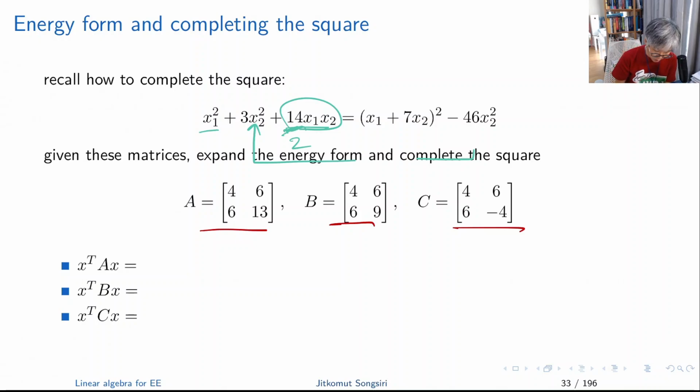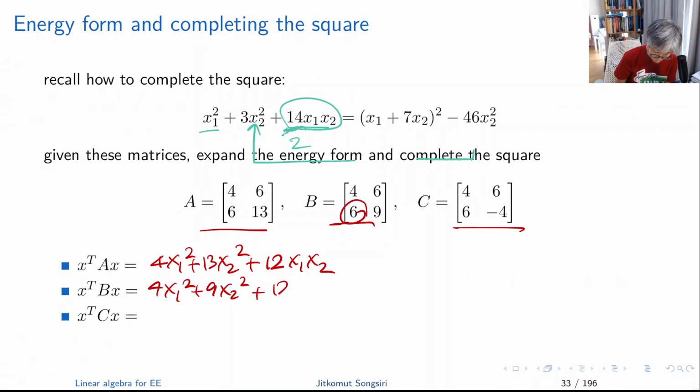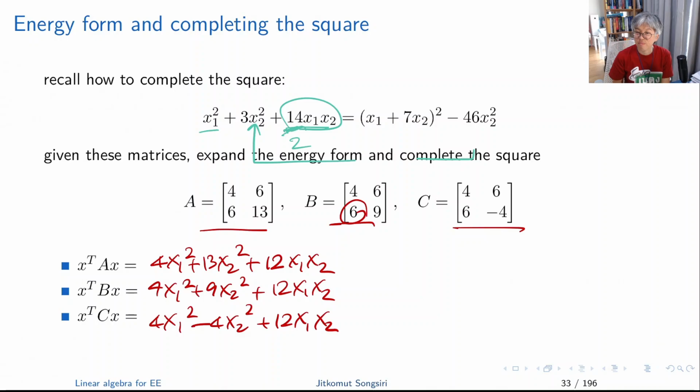The first one, x transpose Ax, would be 4x1 squared plus 13x2 squared plus 2 times 6, which is 12x1x2. For B, it's going to be 4x1 squared plus 9x2 squared plus 2 times 6, which is 12x1x2. For C, it's going to be 4x1 squared minus 4x2 squared plus 12x1x2. I hope that you get exercise on how to complete the square here.